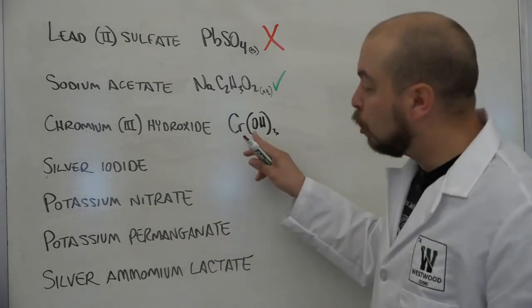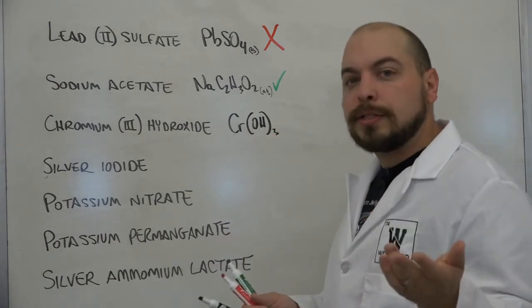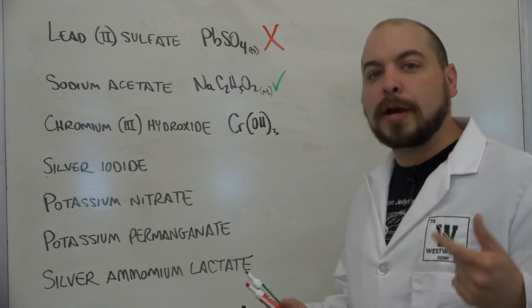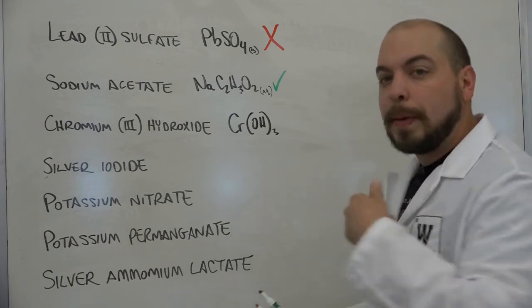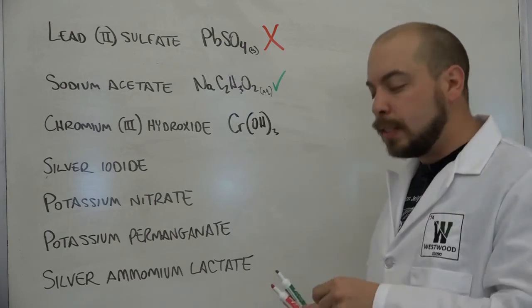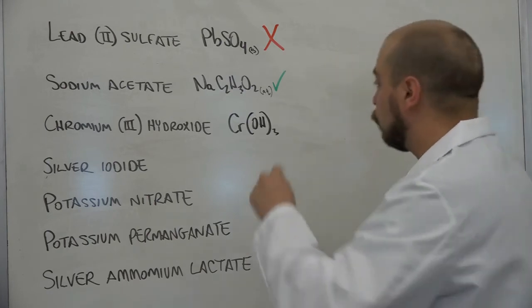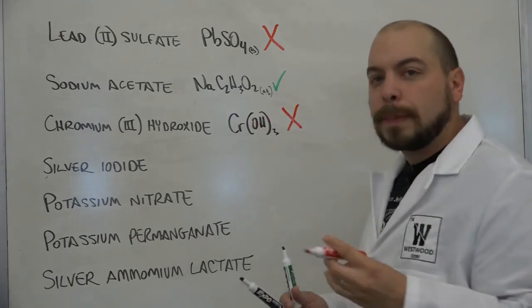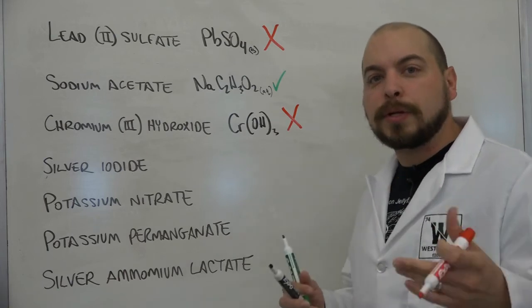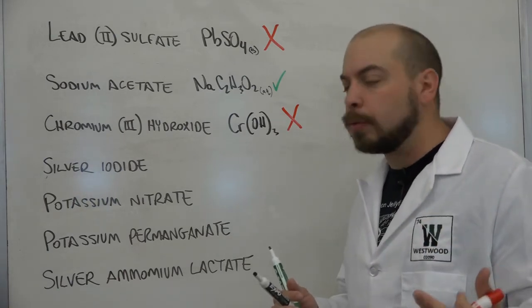And then OH3. Now, hydroxide salts, remember, are not going to be considered soluble unless they're one of our 8 strong bases. Chromium hydroxide is not one of our 8 strong bases. Therefore, we would consider this to be insoluble. Remember, we're not going to worry about partial solubility in this unit. We're going to focus on that later when we get to equilibrium.